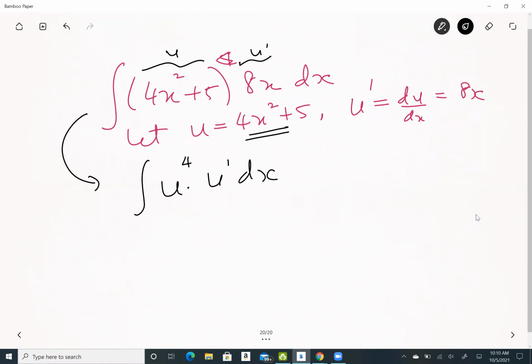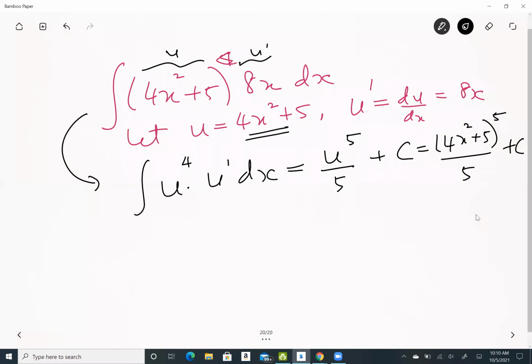So what is the integral? Here you can do the integration. The integral will be u to the power of 5 divided by 5 plus c. And now you put back the u. So what do we get? You get 4x squared plus 5 to the power of 5 divided by 5 plus c. So you have to have the u prime in that function at the beginning. Then only we can integrate.